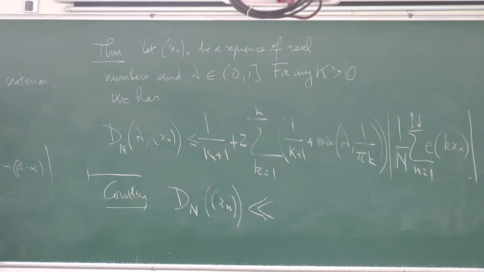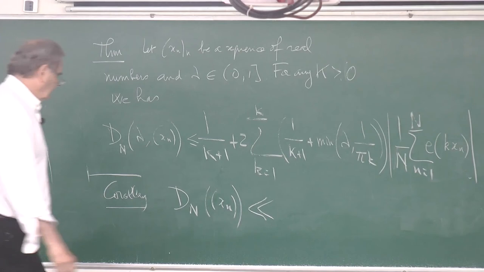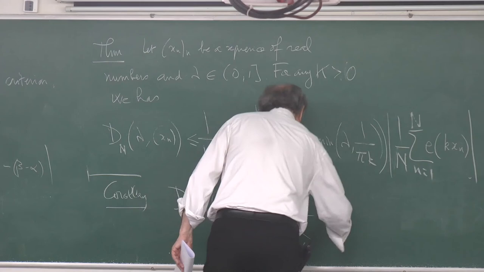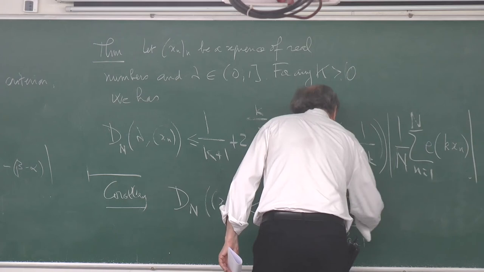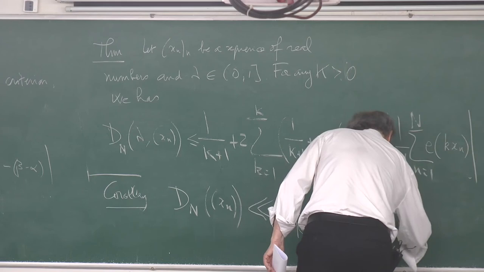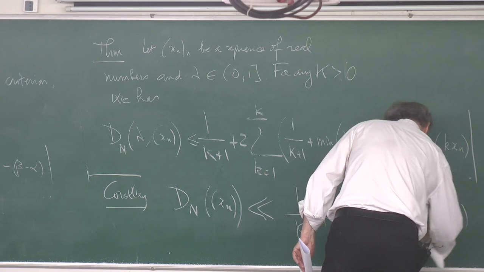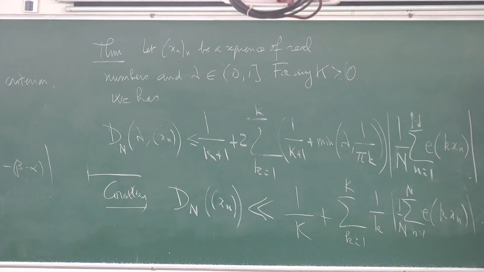an explicit constant. It will be something which is 1 over K plus the summation, k equal to 1 to capital K, of 1 over k, and then you have the summation, 1 over N, the summation of e to the k x_n. Usually it's presented like that. But if your interval is pretty small, it's good to have this, because for the first values of k, you really win something.